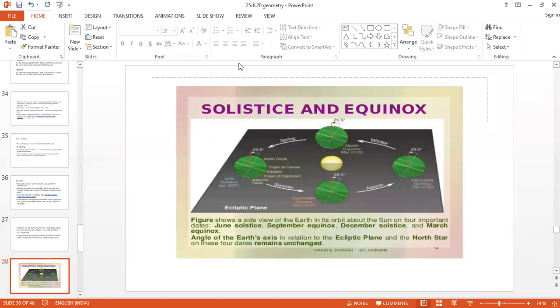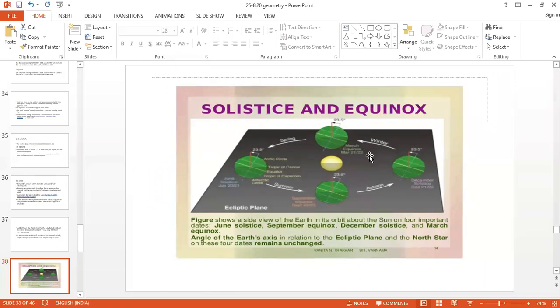And so this is the solstice and equinox figure. This figure shows the Earth in its orbit around the Sun on four important dates: June solstice, September equinox, December solstice, and March equinox. The angle of Earth's axis in relation to the ecliptic plane and the North Star on these four dates remains unchanged.